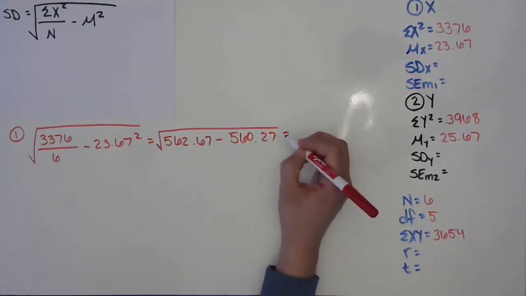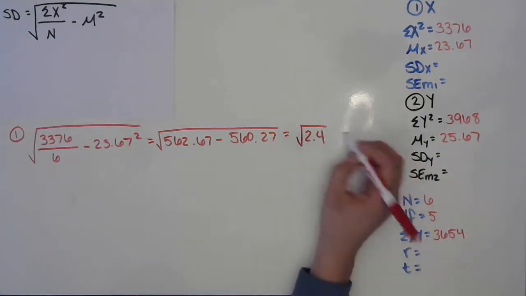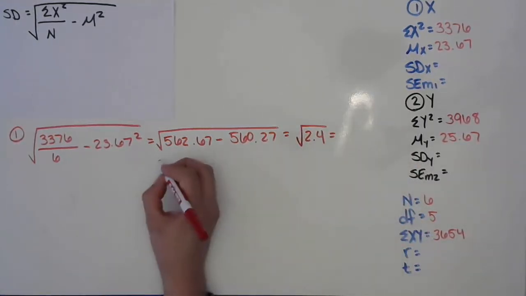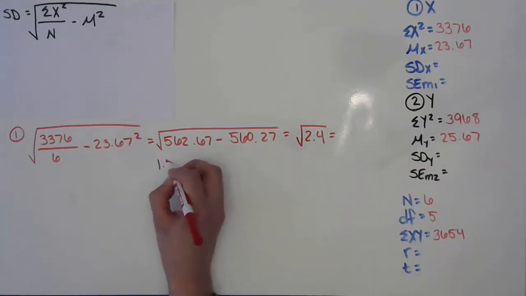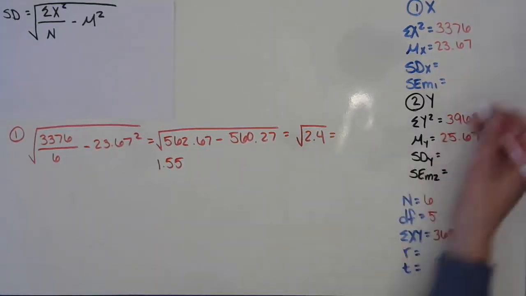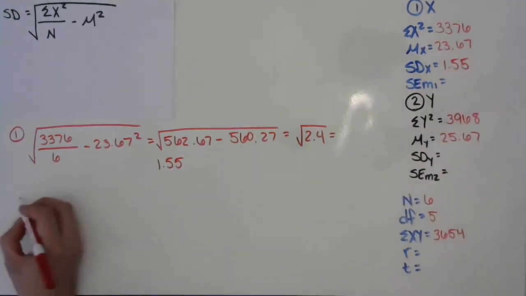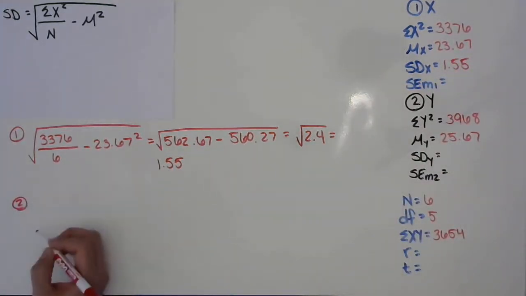Okay, and then when we subtract those, that will give us 2.4, and then square root that out, and the final answer for that will be 1.55. So our standard deviation for group 1 is 1.55. Okay, so let's go ahead and do it for group 2.